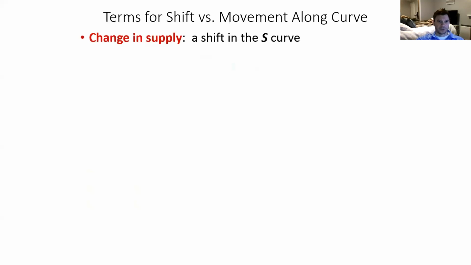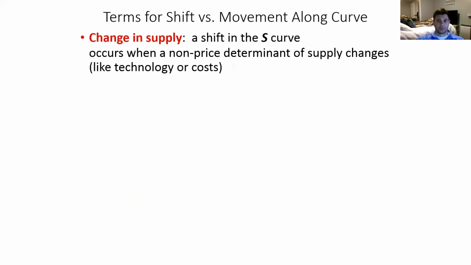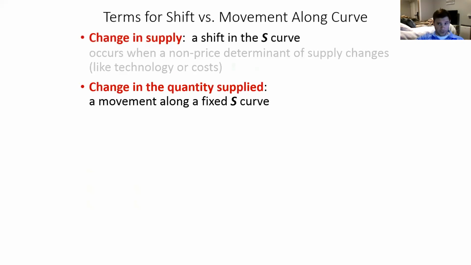And this always happens when something changes that affects supply or demand that is a non-price factor. Okay, a non-price determinant. Anytime we change something that's not the price of the good itself, the curve is going to shift. However, anytime we change the price of the good itself, then we do not shift the supply curve, we just move along the supply curve, and we will refer to this not as a change in supply, but as a change in the quantity supplied. And again, this occurs specifically when we change the price of the good itself.